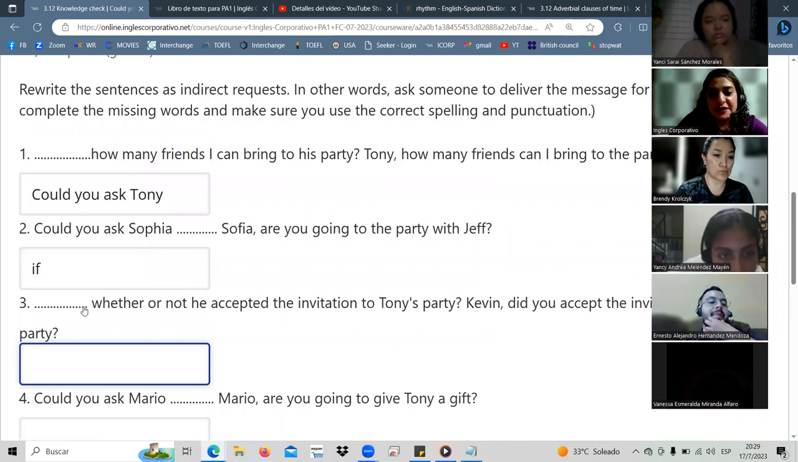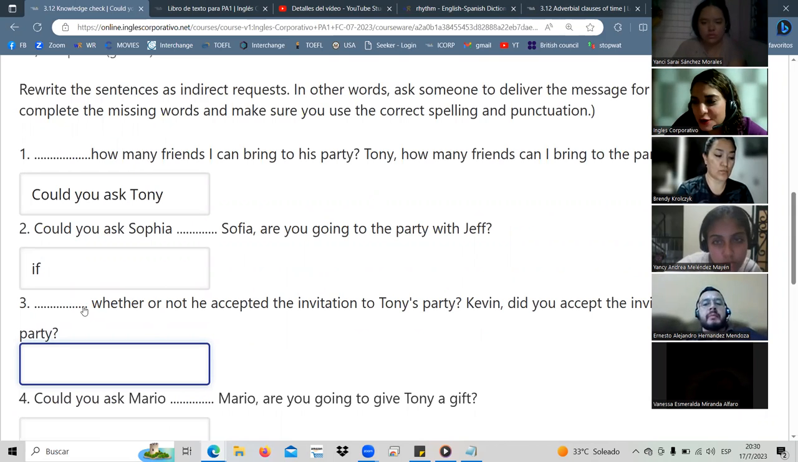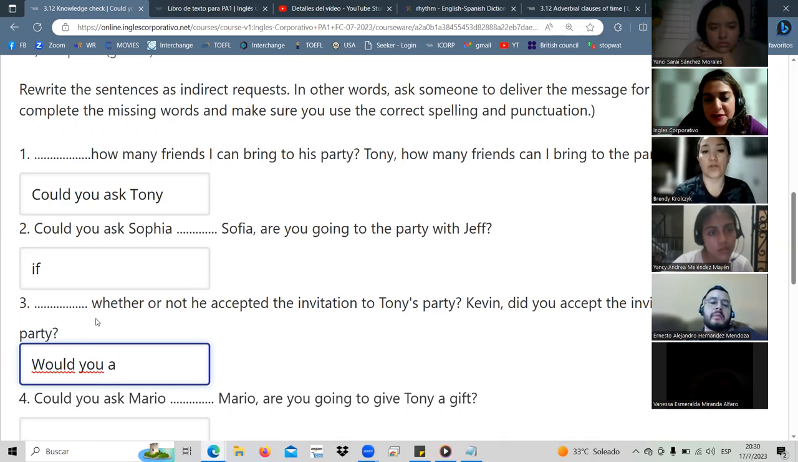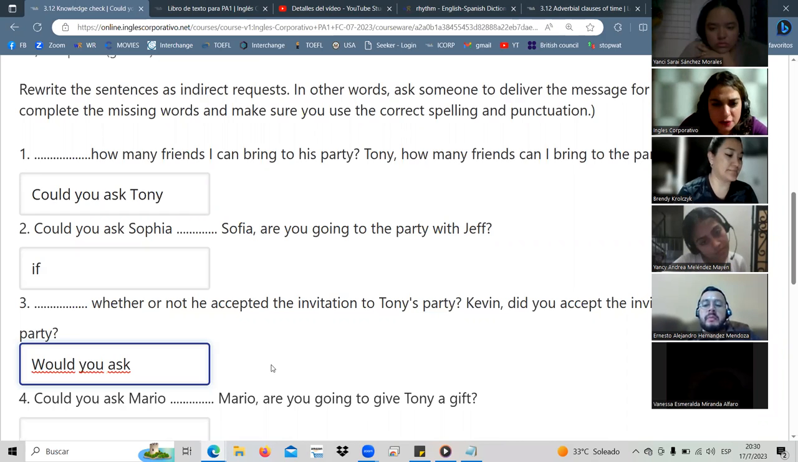Okay, otra cosa, another word that we can ask, otra forma de preguntar en lugar de can. Could. I say could. Could you please ask? Yeah, it's more polite, remember? Si le ponemos would, no sé si se la va a tomar. Vamos a ver si se puede. Would you ask? I brought could. Could, yes. Could you ask? Could you ask Kevin?